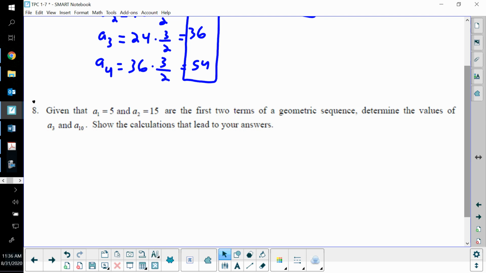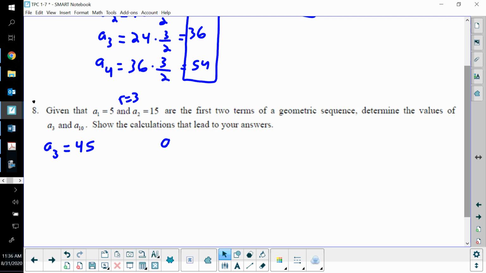All right, if we're geometric, it means we're multiplying over and over again. If we go from 5 to 15, when we go from A1 to A2, that means our R is just 3, because we're multiplying each time. So A3 would just be multiplying by 3 again, and we get 45.